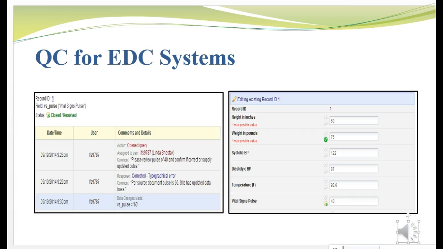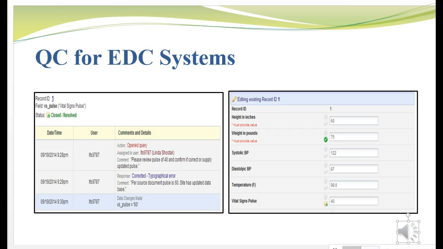But in EDC systems, the site's already entered the data directly from source documents or some sort of CRF, so there's no CRF for data management to QC against. Instead, quality control of EDC systems focuses on query resolution. So you would look at a sample of the queries to see if they were resolved correctly. For example, do they follow the policies outlined in the data management plan? And was the action they say taken actually taken?